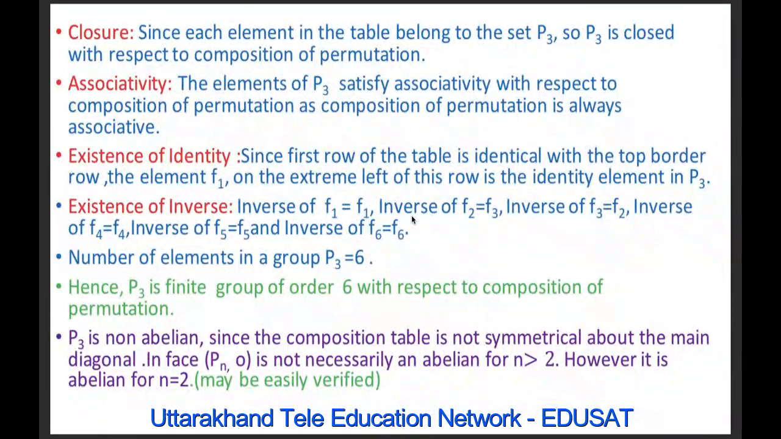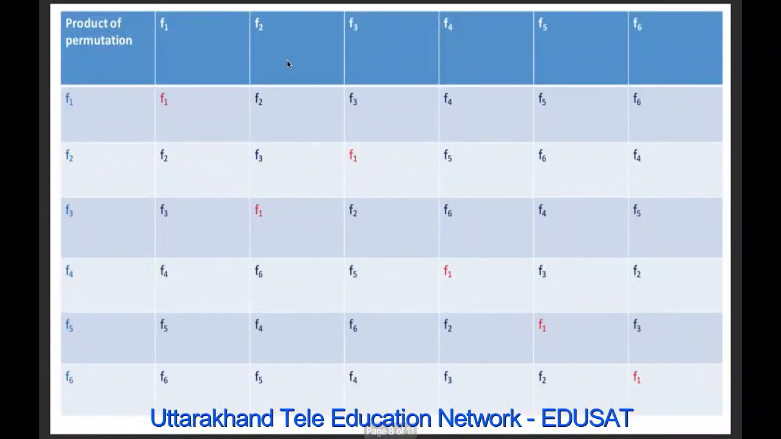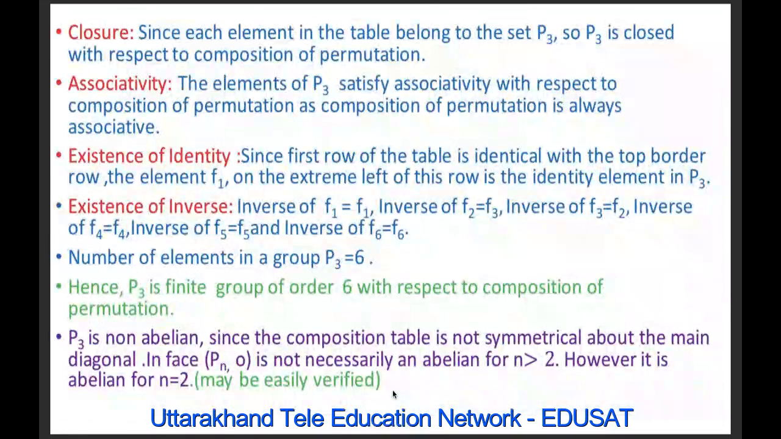Now we come to the properties of a group. Since each element in the table belongs to the set P3, so P3 is closed with respect to composition of permutation. See, all the elements in this table are the elements of P3. So it is closed under composition of permutation. The elements of P3 satisfy associativity with respect to composition of permutation, as composition of permutation is always associative.